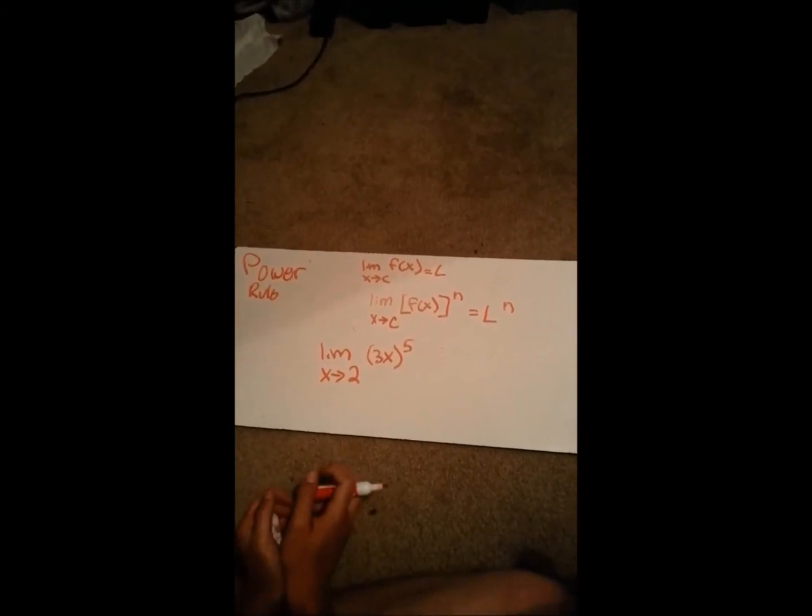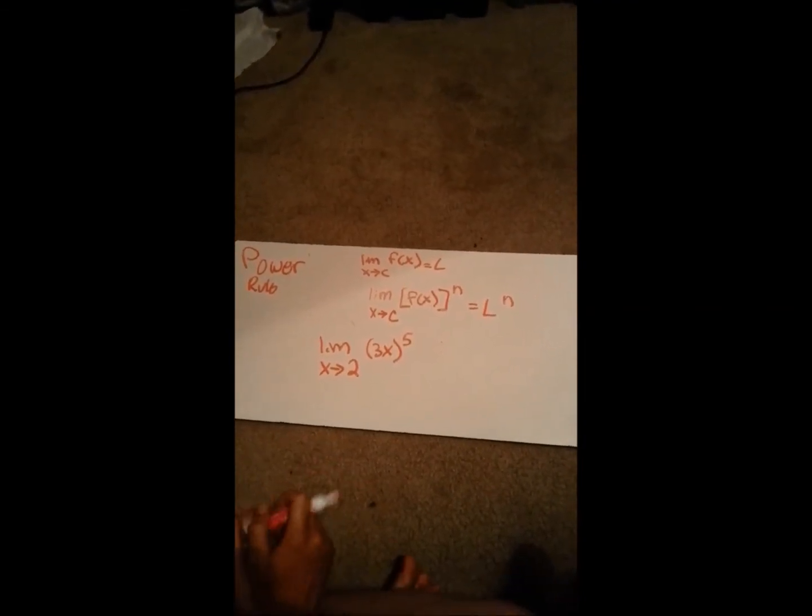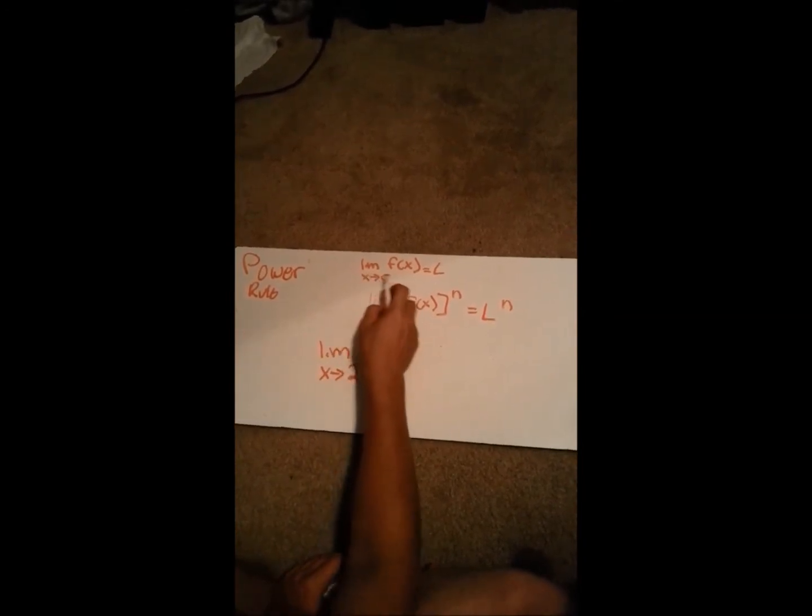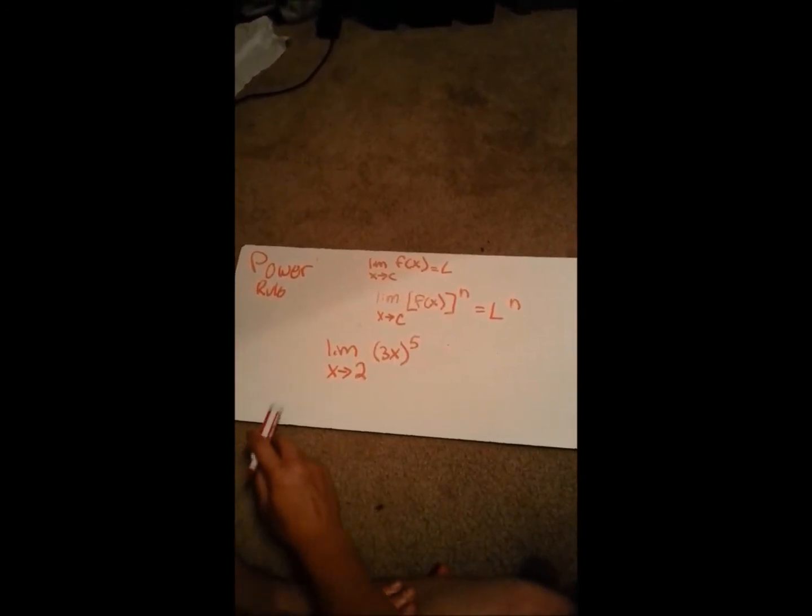Here we are dealing with the power rule. For the power rule, we will start off with the limit of f of x as x approaches c is equal to L. The power rule states that the limit of f of x to the nth power as x approaches c is equal to L to the n.